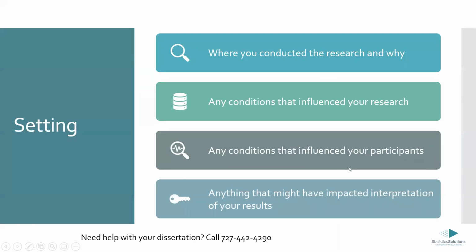So then we move into, and again, check to see what your institution requires. Check to see the order that your institution requires these sections, but there should be a section on the research setting. Okay, think of all of this as providing context and background about your study. What does your reader need to know to understand your results?